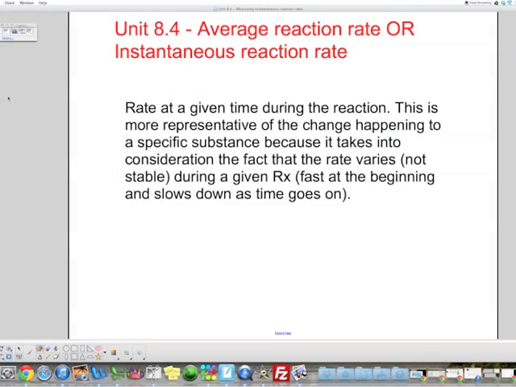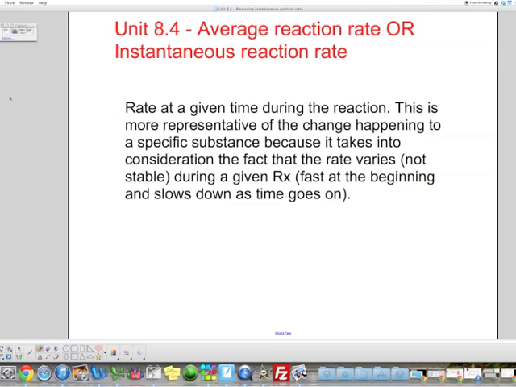Good day, welcome to your Unit 8.4 lesson. I'm going to show you how to calculate the average rate of reaction for a specific part of the reaction, and as well the instantaneous rate of reaction at a specific time. There are two mathematical tools we're going to be using: the secant and the tangent. I'm going to show you how to apply that on a graph so you can get the proper information.